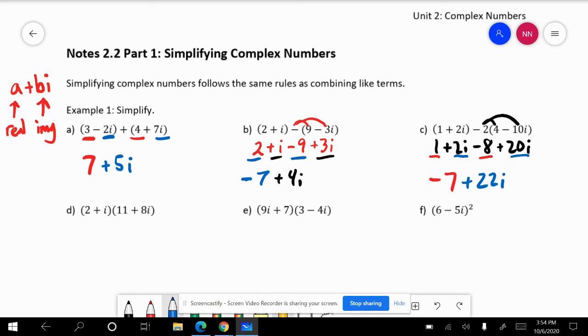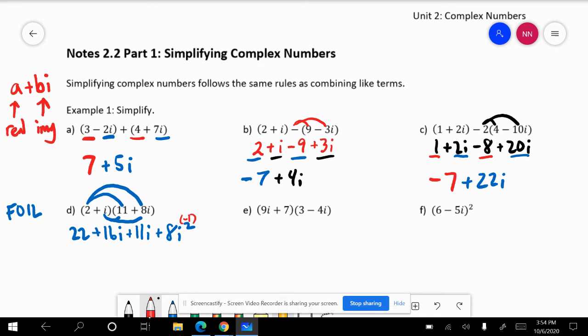Now we're going to look at multiplying. With multiplying, we have to use FOIL, where we multiply the first terms, and that gives us 22. We multiply our outside terms, which gives us 16i. We multiply the inside terms, 11i, and our last terms, which gives us 8i squared. Now, we remember from last time that i squared is negative 1. So if this right here is negative 1 and we multiply it by 8, that gives us negative 8. So now when we're adding our like terms, we have 22 and negative 8, which gives us 14. And we have 16i and 11i, which gives us 27i.